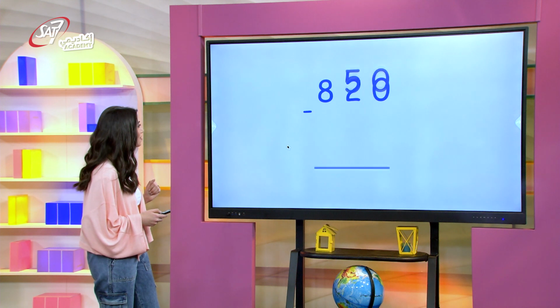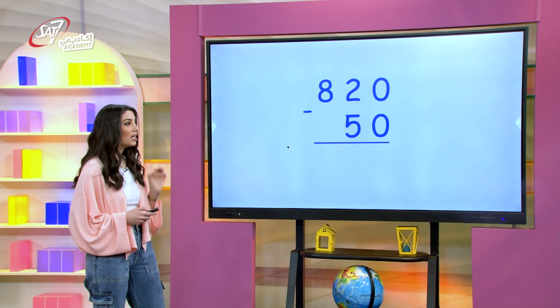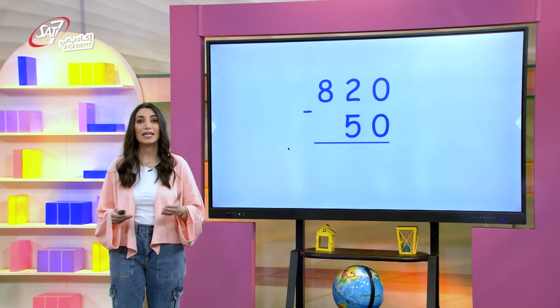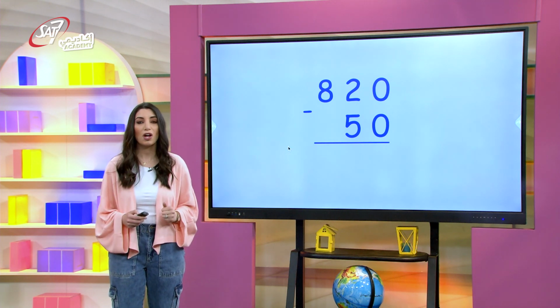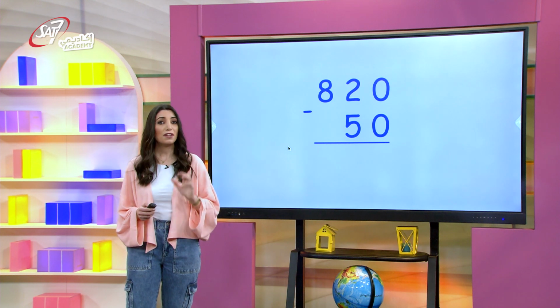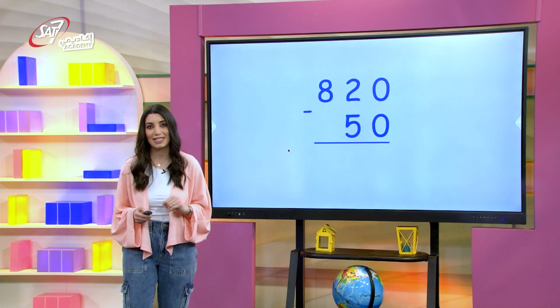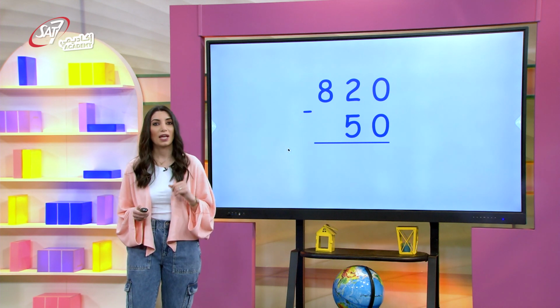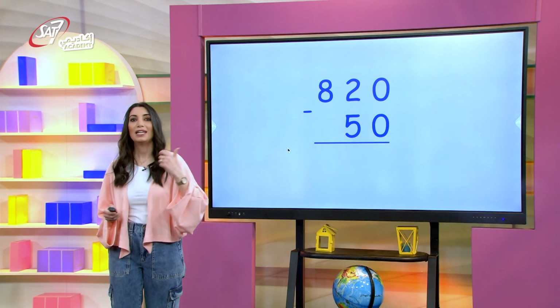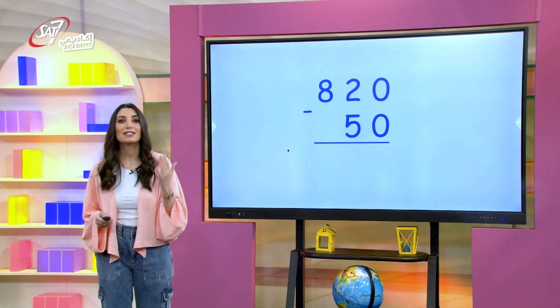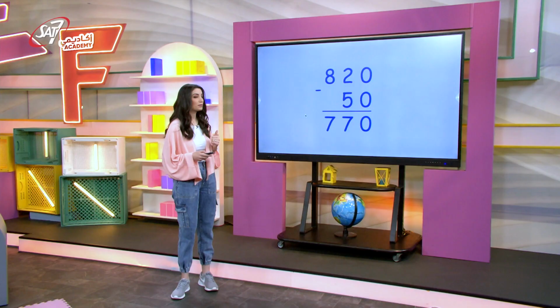820 minus 50. Think about it without using a pencil and paper. We are here taking away 5 tens from 820. Even if 2 minus 5 is not possible, we can still count backwards by tens to get the answer. 820, 810, 800, 790, 780, 770.